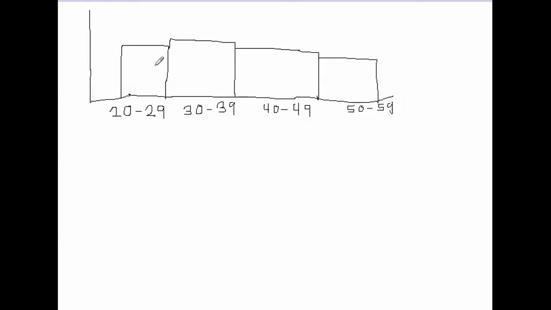Remember that this bar would show the number of people in the city who were in their 20s. This bar would show the number of people in the city in their 30s. And this would be the number of people in their 40s, and this would be the number of people in the city in their 50s.